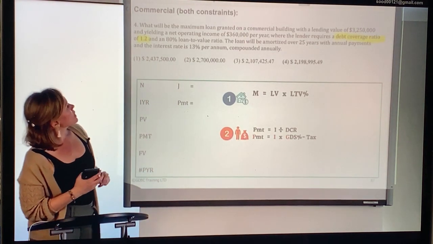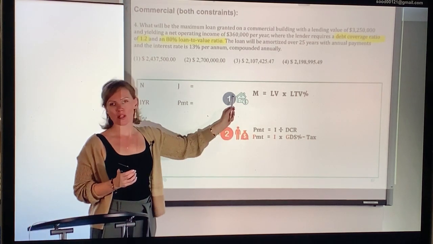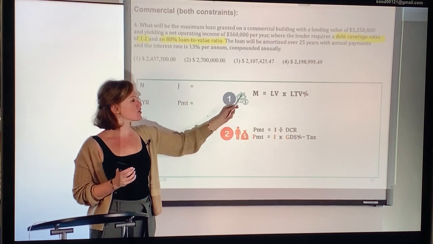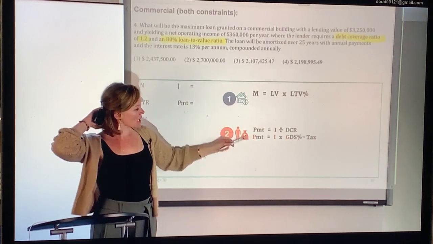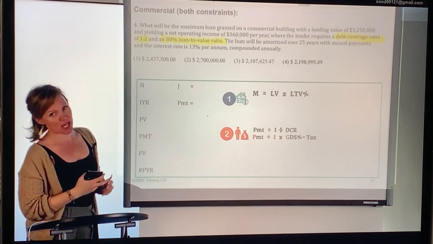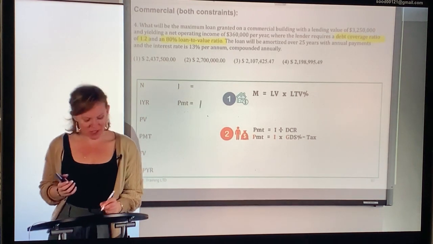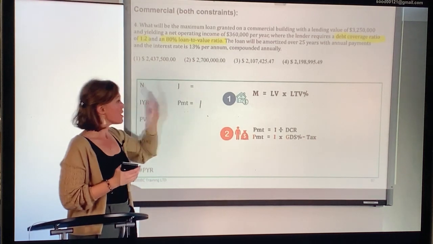So the loan to value ratio is given to you. That means we can do our first step. If the loan to value ratio is given to you, you can always do that easy step, and then you compare it with your second piece of information. The loan is to be amortized over 25 years with annual payments. You see, payments are different. And the interest rate is 13% compounded annually. So in this question, my payments are annual, once a year. So let's pull up this stuff.